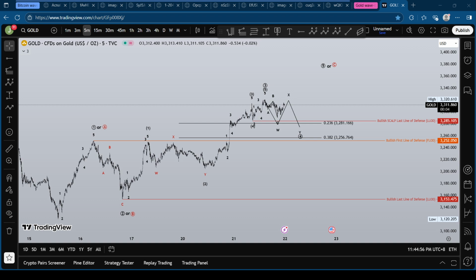Nox is asking a question. Is this only applicable in the LTFs? I've mostly seen the 5 minutes so far. Elliott wave can be used in any time frame.